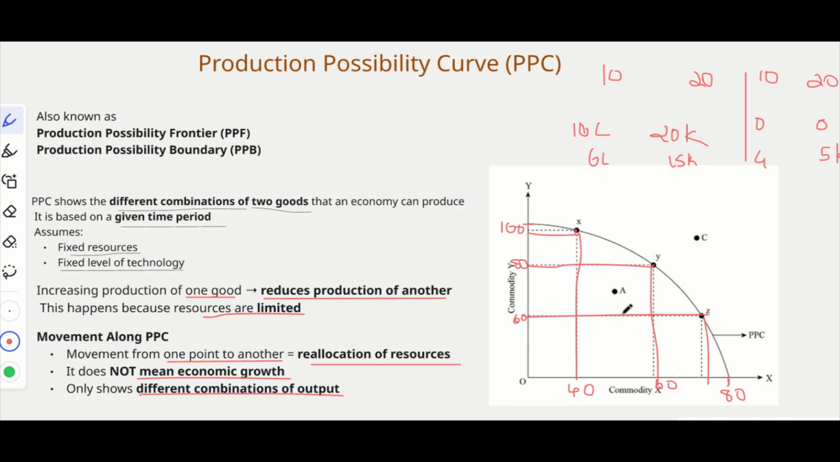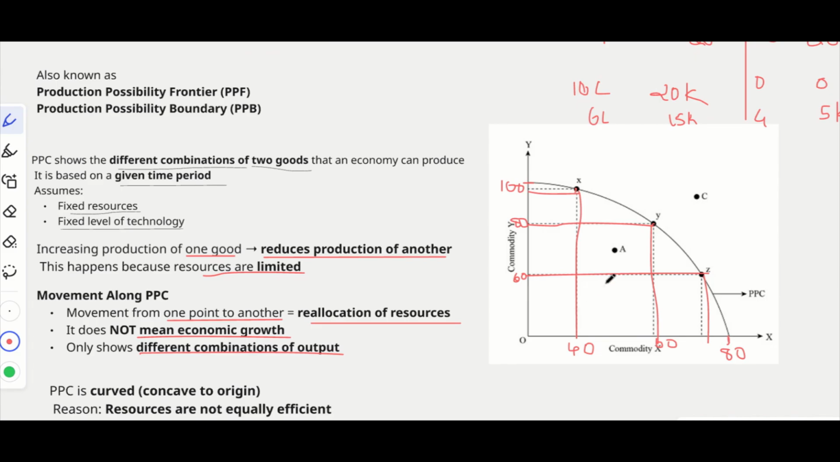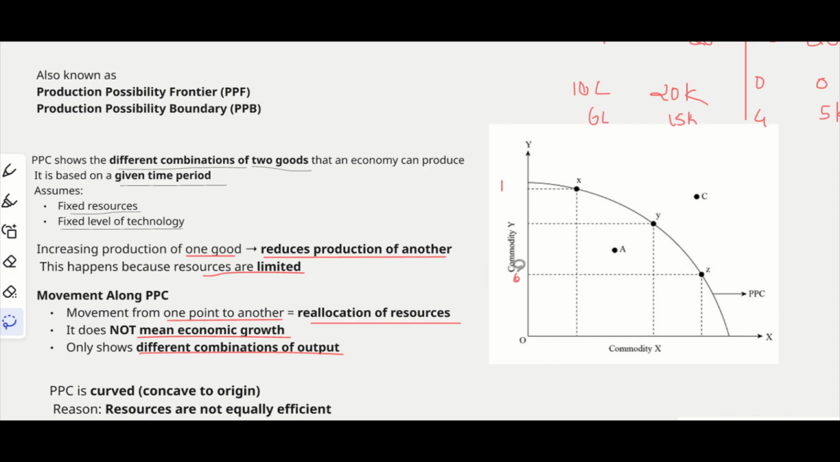As a basic thing, you can easily spot that the PPC curve is concave to the origin, right? See, this is how the curve looks. So it is concave to the origin. Why? Because the resources are not equally efficient.